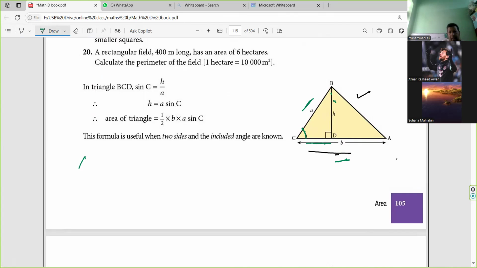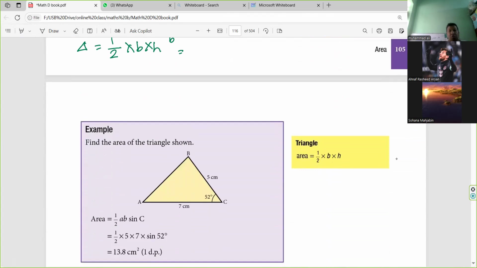One is area of triangle is half into A into B into sine C, that means both of the sides into sine C, and between these two sides is the angle. Half into A into B into sine C. And another formula, if you have only base and perpendicular height, you can find the area of triangle as half into base into height. So you just focus on what they provide you and use that.